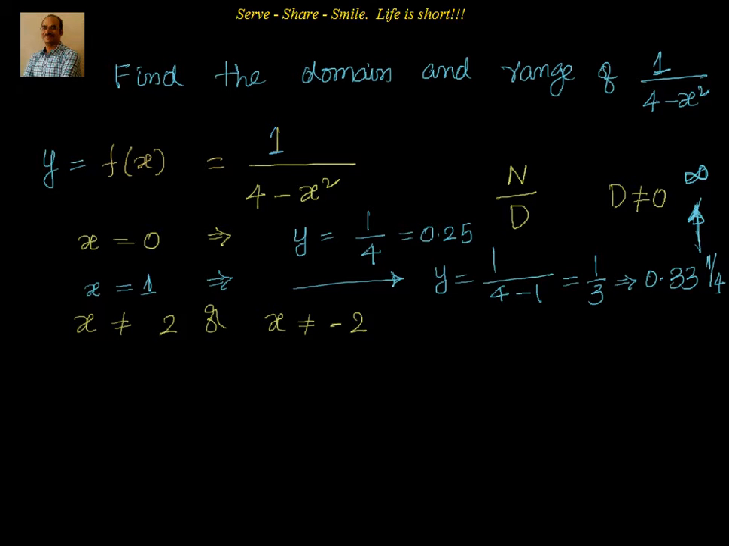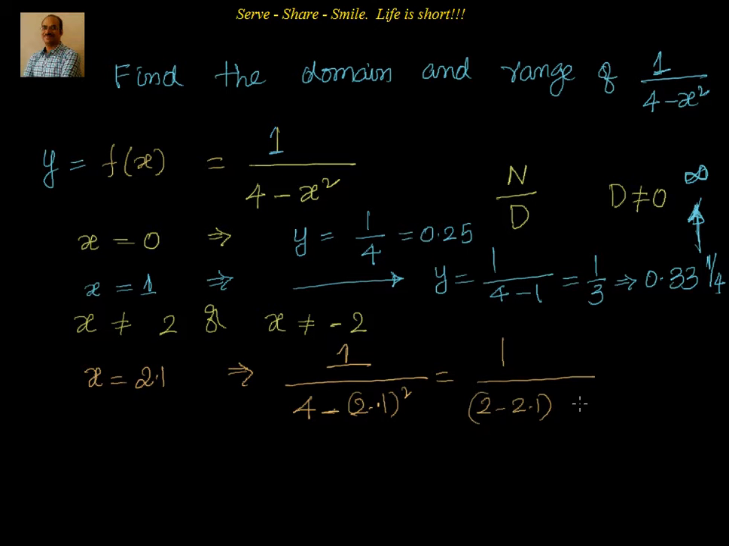Now let us start from x equal to 2 onwards. Let us take x equal to 2.1. If I take x equal to 2.1, y will be 1 by 4 minus 2.1 whole square. This is in the form of 1 by a square minus b square. So can I say 2 minus 2.1 into 2 plus 2.1, and we see that these values are negative values. I can see very clearly that it is equal to 0.41.